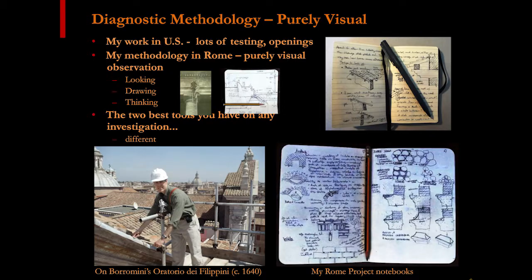So that was yet another tool that I didn't have in my arsenal in Rome, because I was not about to ask, and they certainly would not have granted permission for me to punch holes in 2,000-year-old buildings. So two of my biggest tools were really off the table there. So how did I really go about this? Well, it was back to old school and basics. It was really about looking, drawing, and thinking.